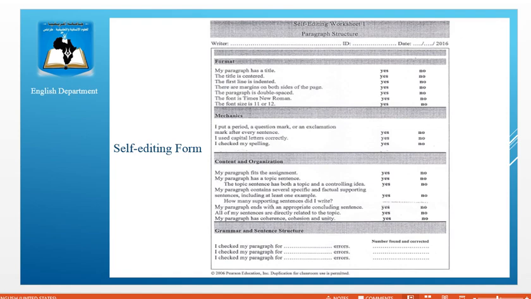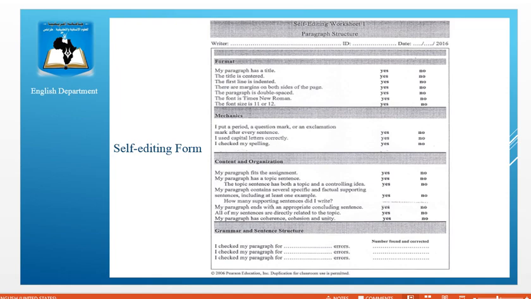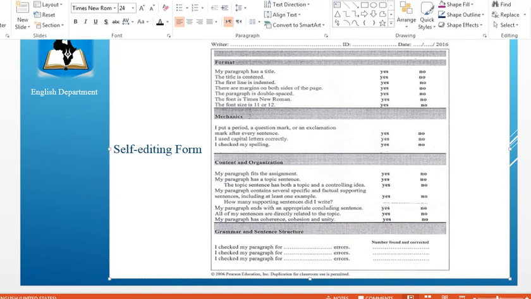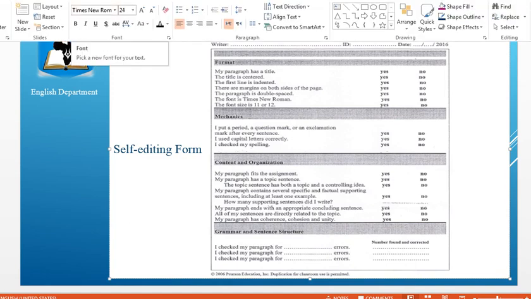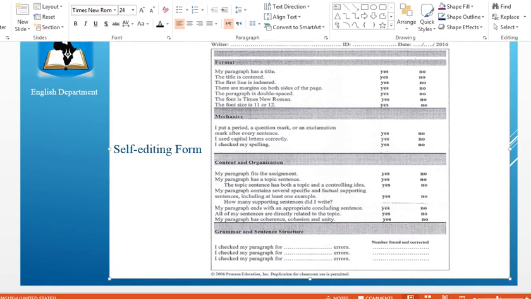The font is Times New Roman. This is the font. You write Times New Roman like this one. This is Times New Roman. So this is the academic font we use when we write paragraphs or essays or anything. Okay, and then the font size is 11 to 12. So this is the font size. Look at the font. It has to be 11 or 12.